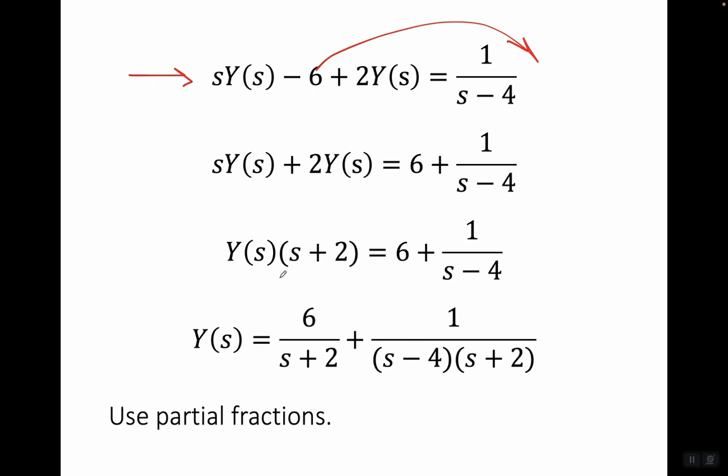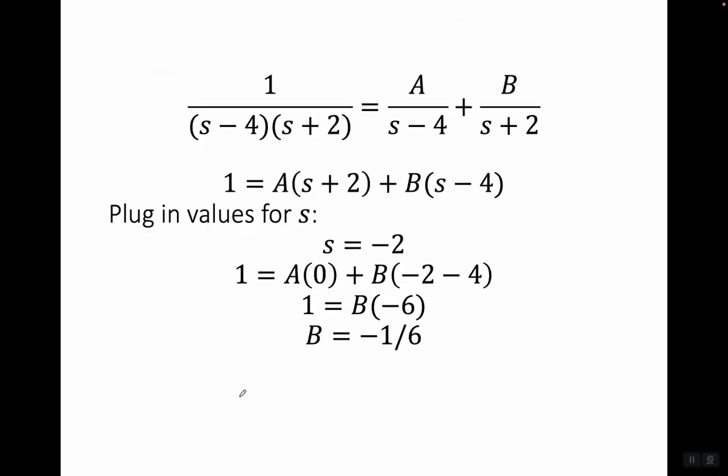Divide both sides by s plus 2. And we end up with this. Now we're going to use partial fractions. Remember that from Calculus 2. Partial fractions. It rears its ugly head. So 1 over (s minus 4)(s plus 2) can be rewritten as A over s minus 4 plus B over s plus 2. Multiply both sides by (s minus 4)(s plus 2), the denominator, and this is what we end up with. And now we find the values of A and B that will work. These should work for all values of s.